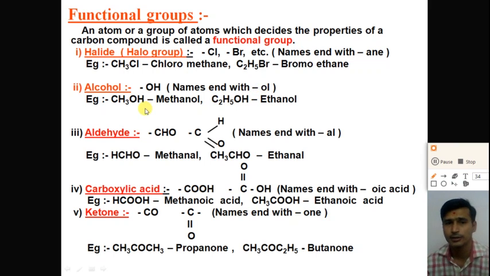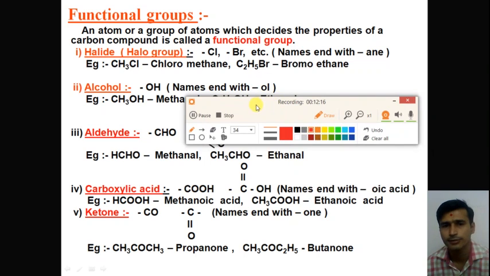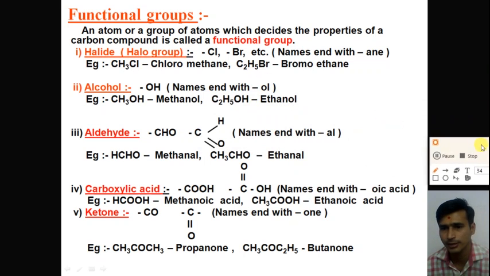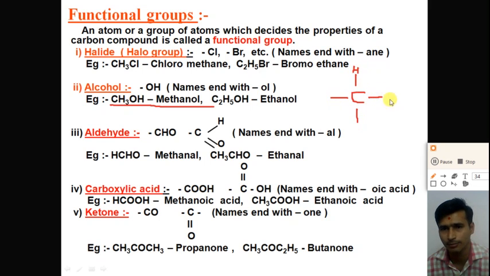For example, the molecular formula of methane is CH4, right? You know that the molecular formula of methane is CH4. The carbon atom makes single bonds with the 4 hydrogen atoms. Like we are talking about CH3OH, that is methanol, right? So here we consider that the carbon atom makes single covalent bonds with the 4 hydrogen atoms, and the molecular formula is CH4. So see this.